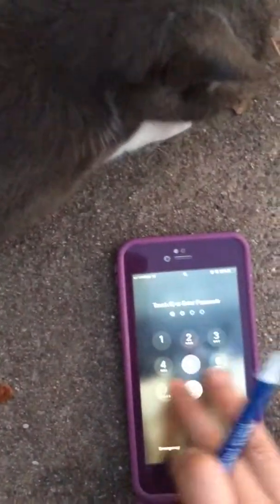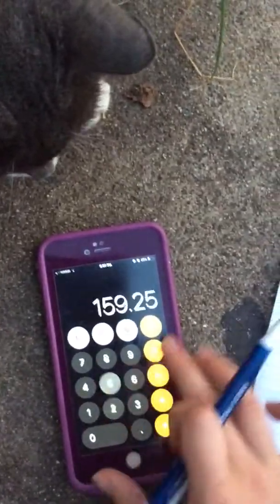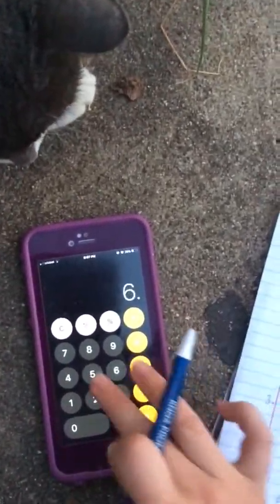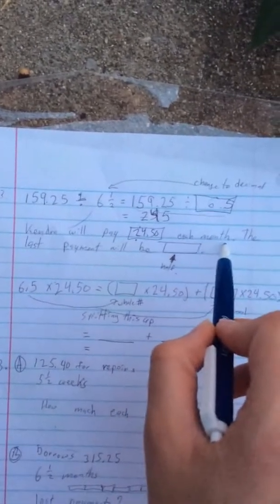And I'm pretty sure, let's see, 159.25 divided by 6.5 is 24.5. Okay, and I had that already written in. So that's what it's going to be each month.